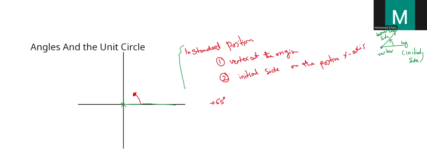So then we draw 65 degrees. If it's positive, that means we go up. If it's negative, that means we go down. So here I have positive angles and negative angles also. For a positive angle, we go up from the initial side. And if I have a negative angle, that means we have to go down. Okay, negative angle. Let's have more examples.